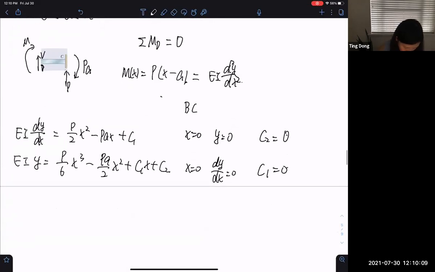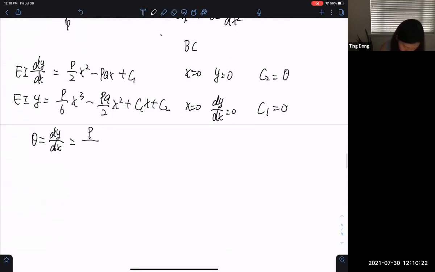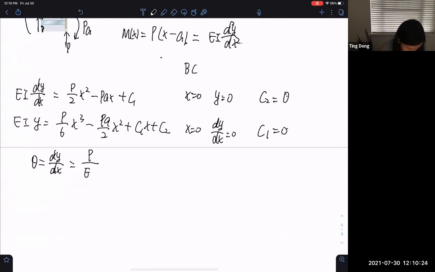So for this one, theta = dy/dx = P/EI (x²/2 − Ax). And the equation for deflection is y = P/EI (x³/6 − Ax²/2).